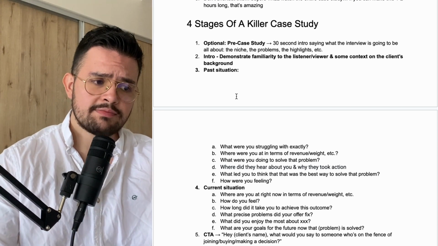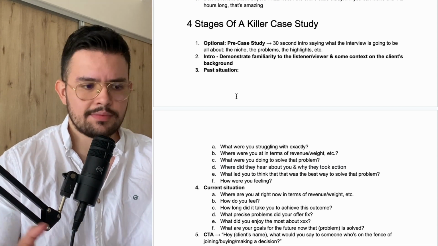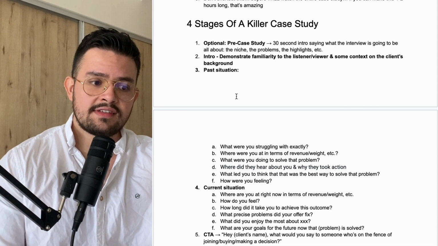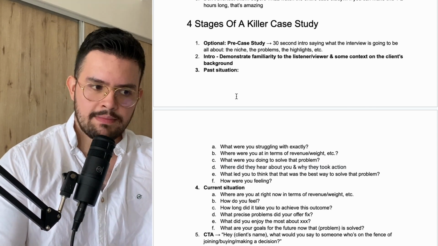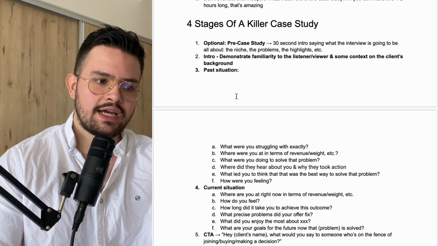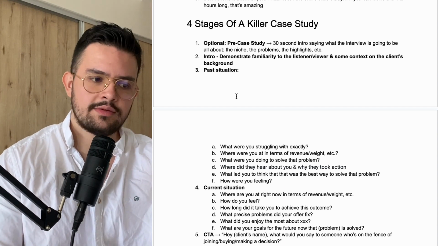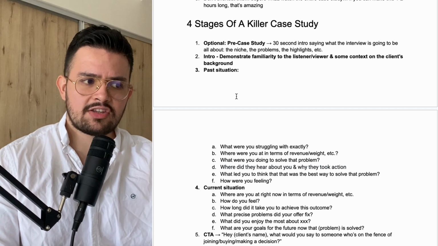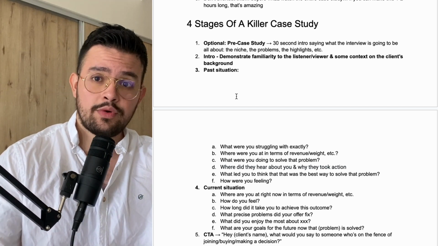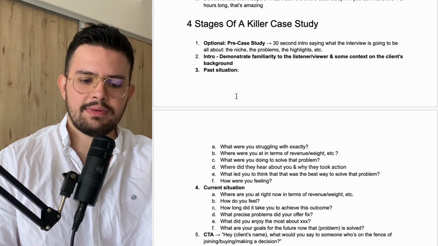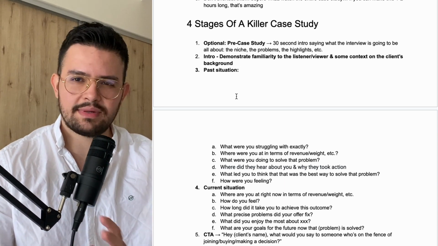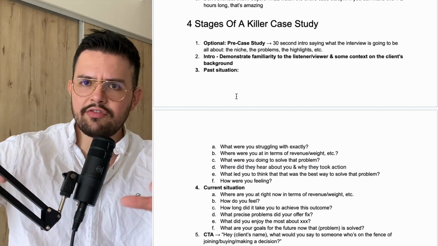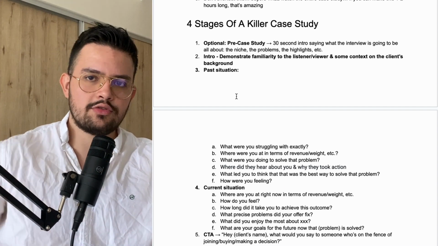When it comes to the first part, which is the pre-case study, which is optional, what you want to do is, whenever possible, do a 30-second intro saying what the interview is going to be all about. For example, the niche of your client, the problems you solve, the highlights of the interview, etc. This is something that I generally recommend everybody doing, but specifically whenever the client you were interviewing was a little bit nervous, or there was a specific thing that wasn't touched that was super important, you can record this on your iPhone and then you go immediately to the case study.